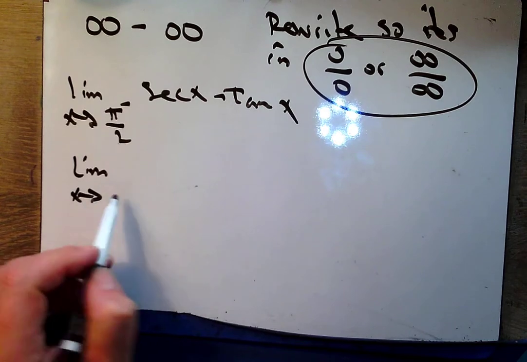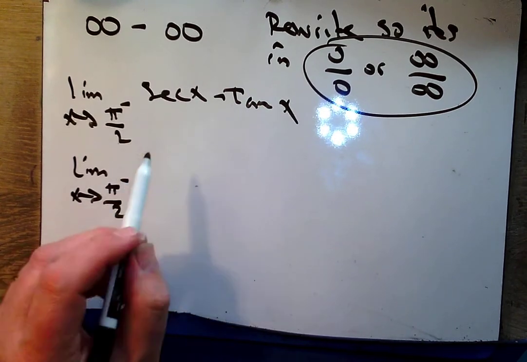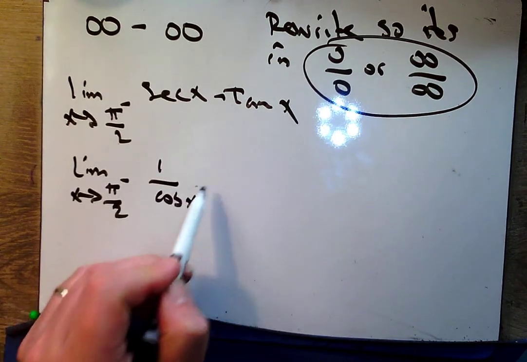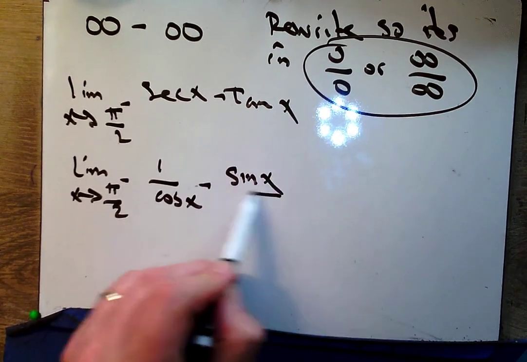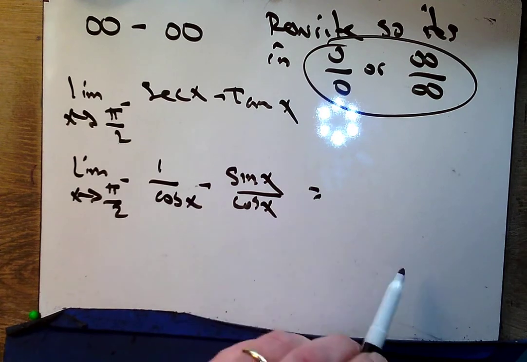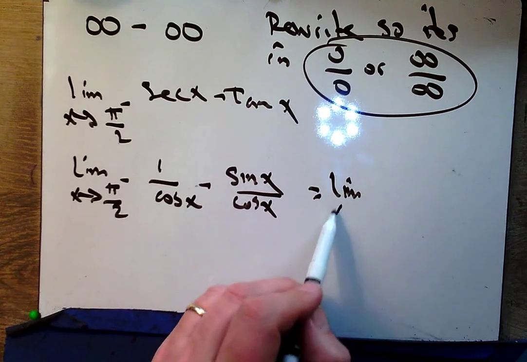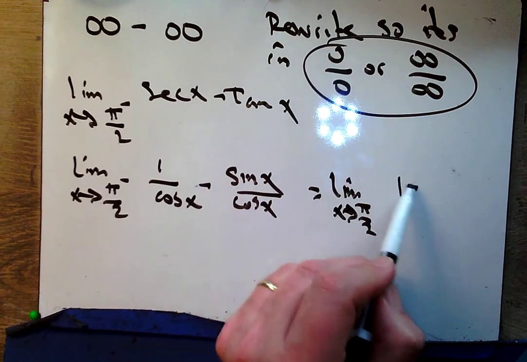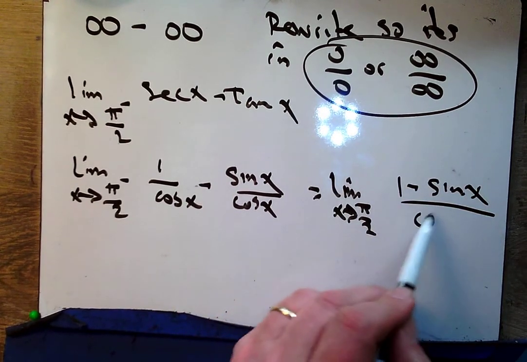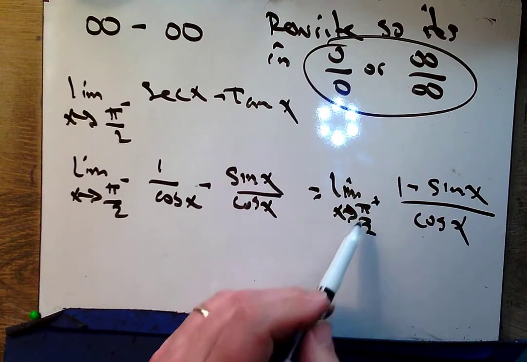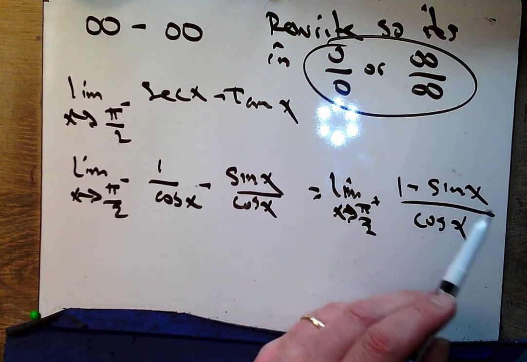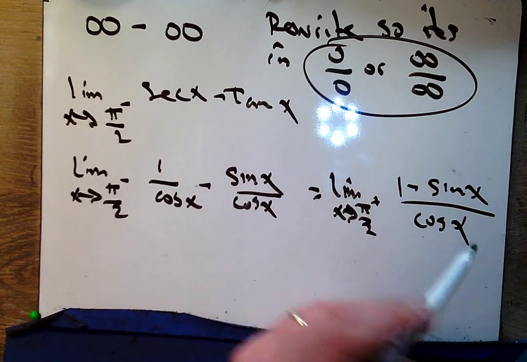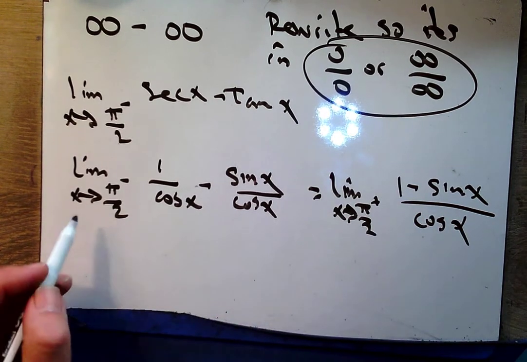And I remember when we were talking about using our trig identities, we could rewrite these as 1 over cosine x minus sine x over cosine x. And so now I'm looking at the limit as x heads to pi over 2 of 1 minus sine x over cosine x. Now when I plug that pi over 2 in, sine of pi over 2 is 1, 1 minus 1 is 0, cosine of pi over 2 is 0, and so now I've got 0 over 0.